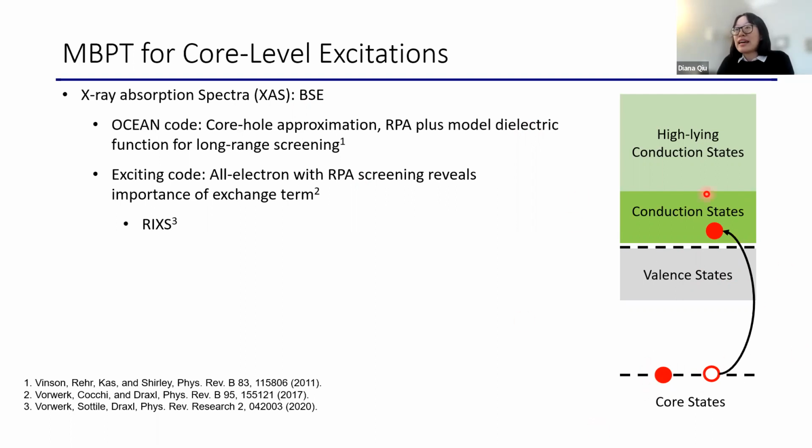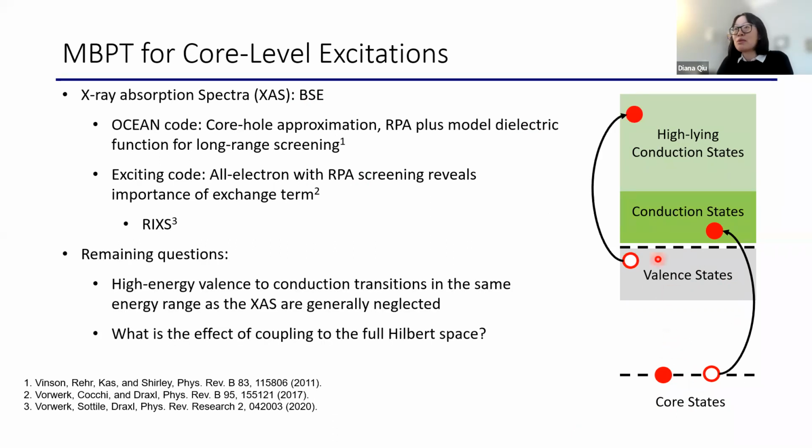But one thing that hasn't really been explored in the Bethe-Salpeter equation is, if you have some sort of high energy X-ray, you're not only exciting electrons from core states, you can also excite electrons from valence states to very high energy conduction states. So the question I'd like to address here is, within a Bethe-Salpeter equation approach, what is the effect of coupling between the core level excitations and these excitations to very high energy conduction states?